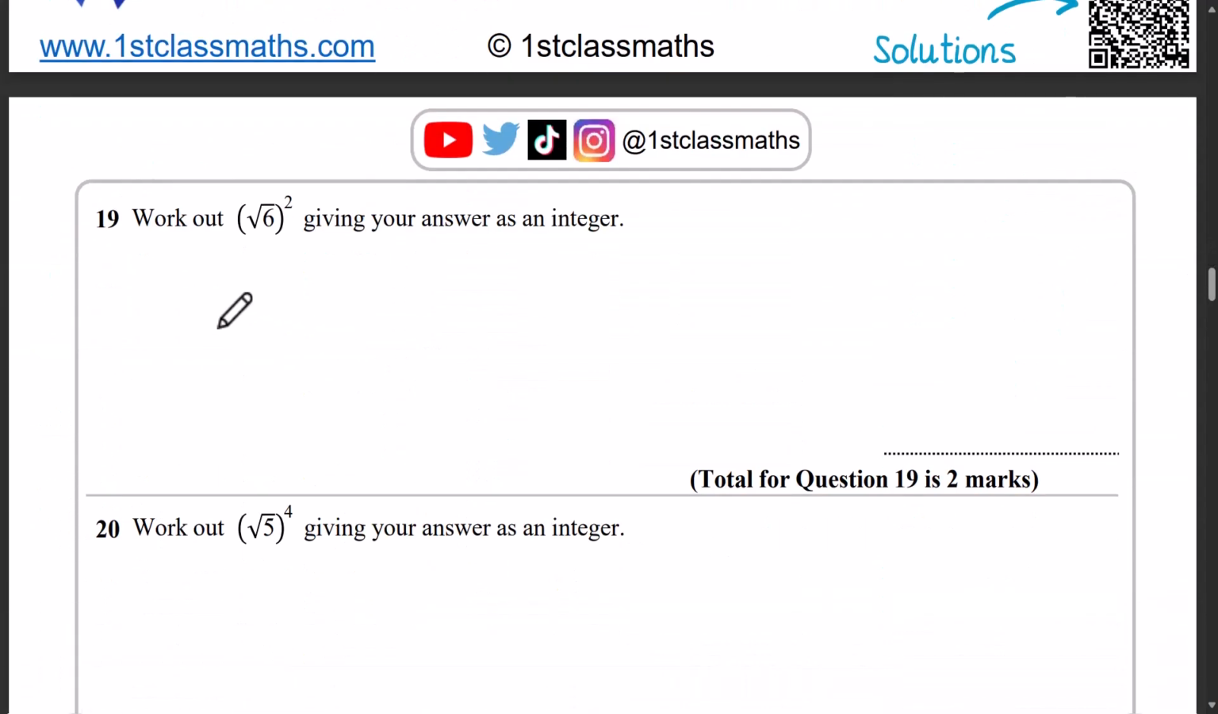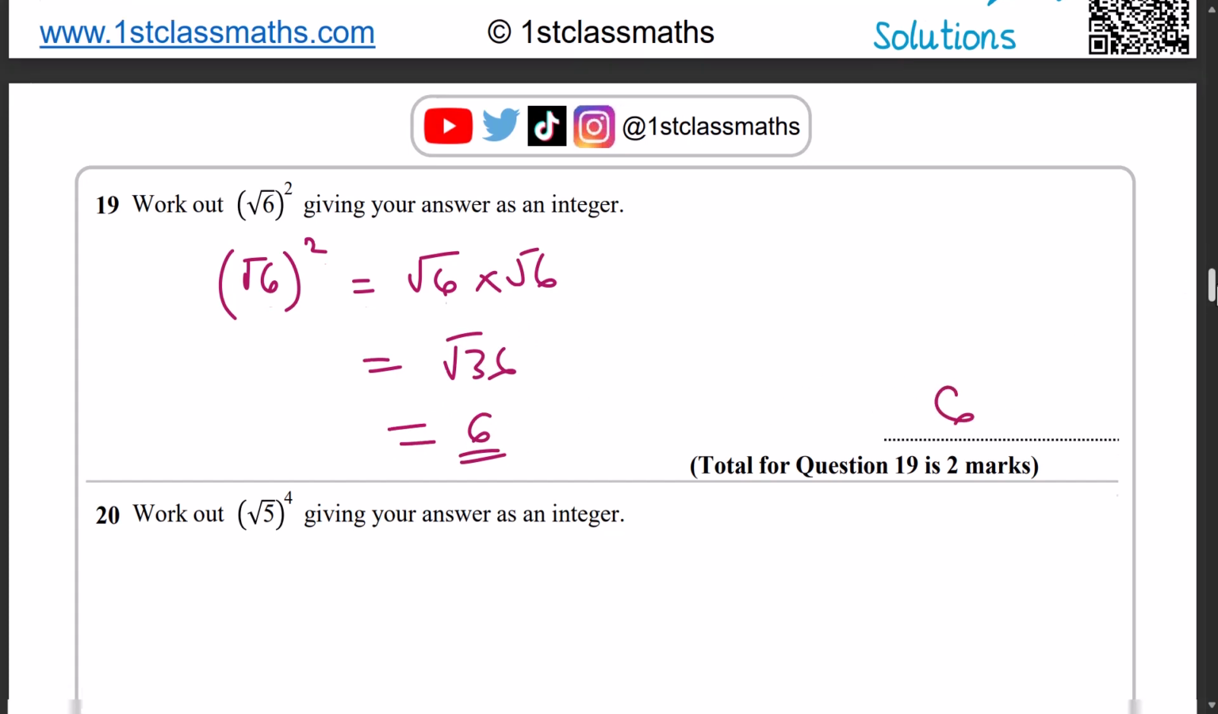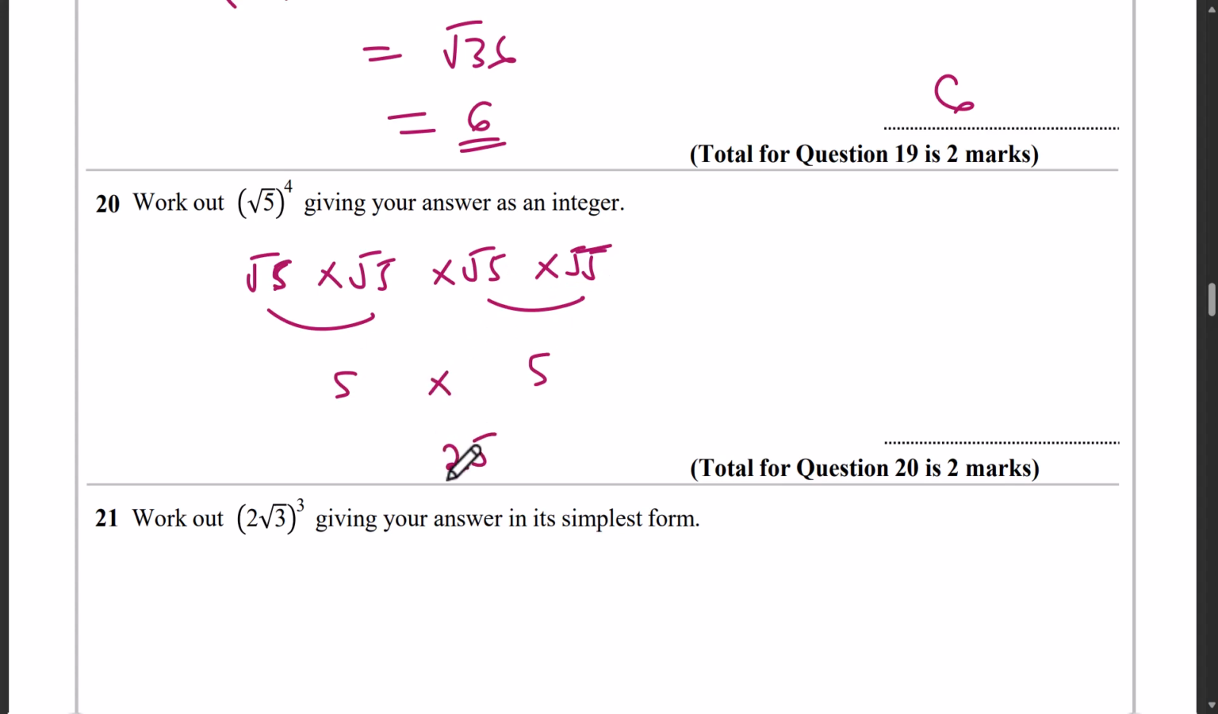And this, work out this, give you an answer as an integer. Now, root 6 squared is the same thing as root 6 times root 6. And of course, this is going to give you root 36, which again gives you 6. Okay? Alright. The same for this one, root 5 to the power 4, that's root 5 four times. Root 5 times root 5 is just 5, and root 5 times root 5 is just 5. And 5 times 5 is 25.